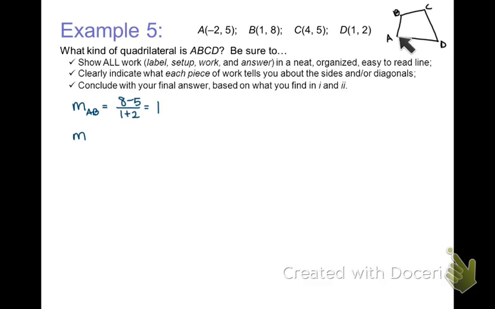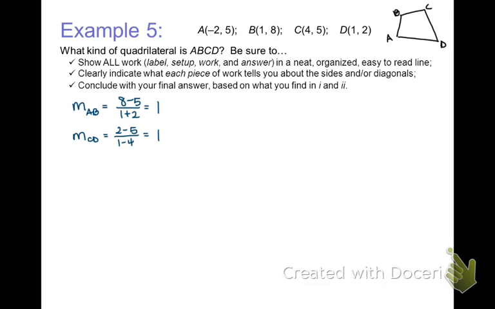Okay? Which slope do I want to compare AB with? If you're looking at this figure, I need to compare the slope of AB with its opposite side, which is going to be CD. So I'll compare that with the slope of CD equals, yep, 2 minus 5 over 1 minus 4. Very good. Okay? Do the arithmetic. You've got 2 minus 5 is, and 1 minus 4 is. So negative 3 over negative 3 is 1.